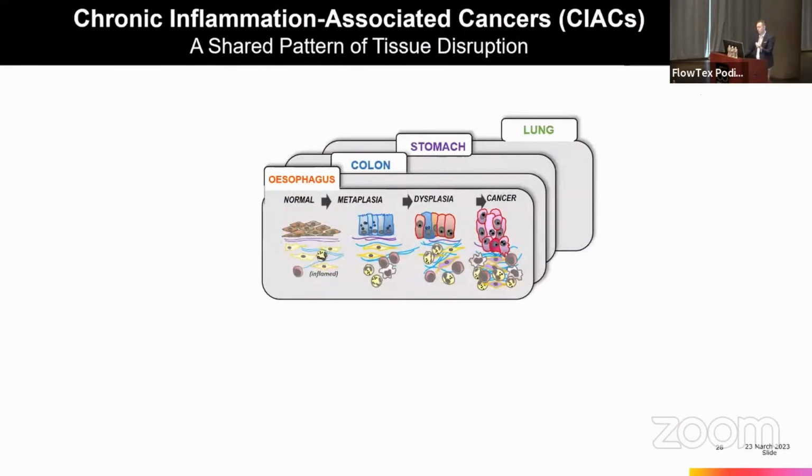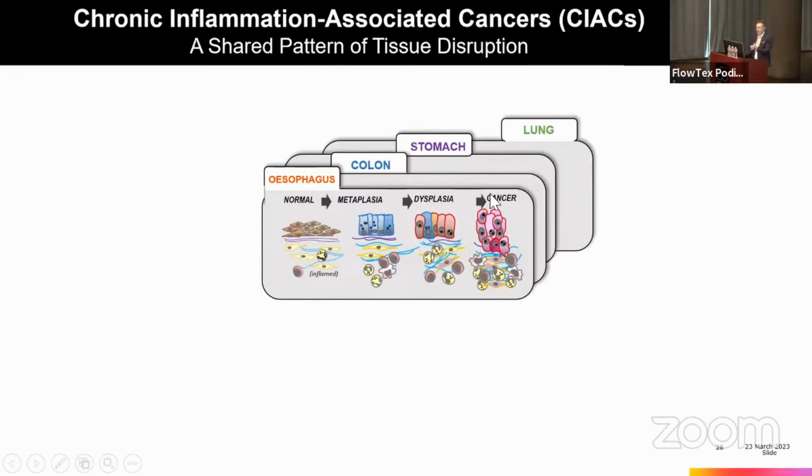So I've been a part of a project. It's a multi-PI project across the nation that basically is looking at how chronic inflammation-induced cancers arise. So there are a number of cancers: esophageal, colon, stomach, and lung.